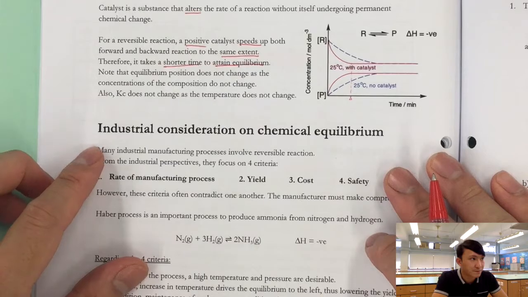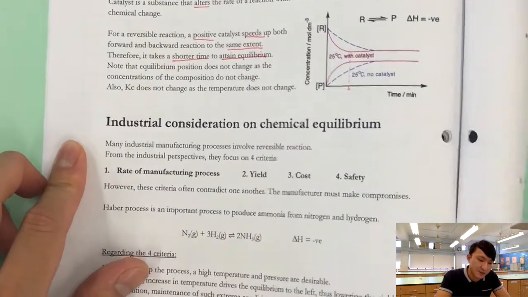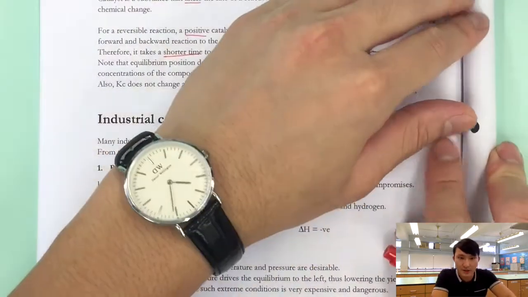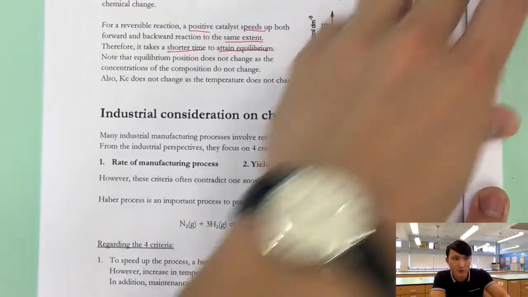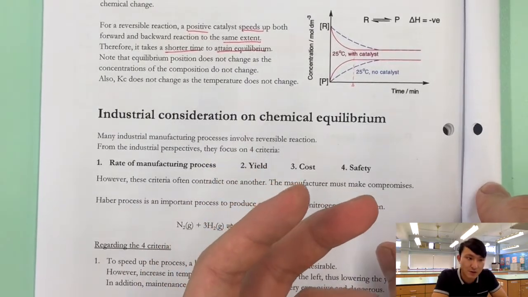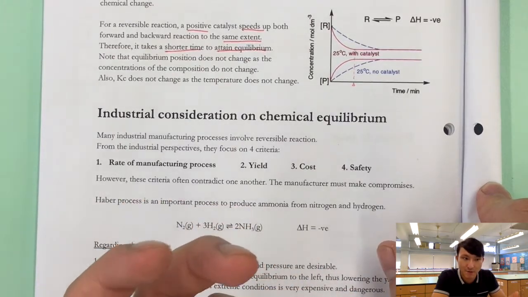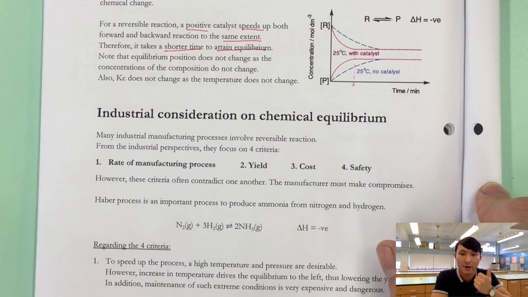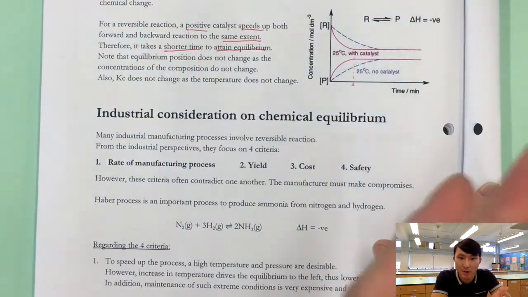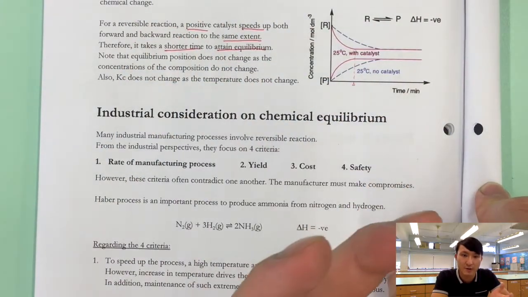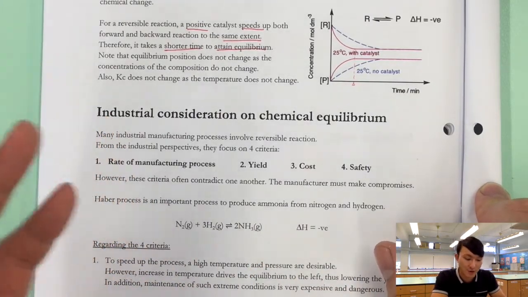Now, down here are some industrial considerations. Now think about it. When it comes to industry, you are like the boss of an industry, all you are concerned about is money. And when it comes to money, not only the cost itself, but you also consider the production of goods, right? Of course, the ideal situation is that you can produce a lot of goods very quickly at very low cost. And most importantly, you want to keep your employees safe. You want to keep your working environment safe.